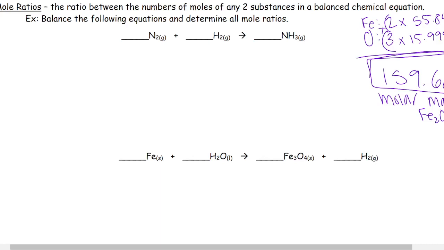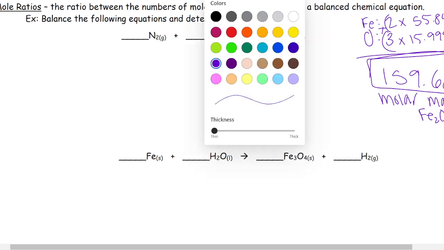The next section is over mole ratios, and a mole ratio is just the ratio between the numbers of moles of any two substances in a balanced chemical equation. So I'm going to switch my pen color just to keep it straight.